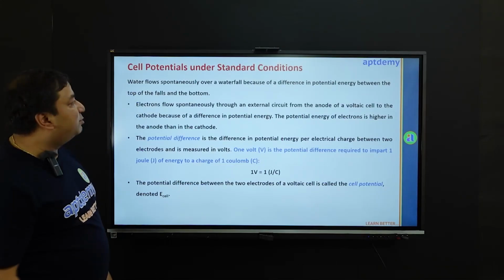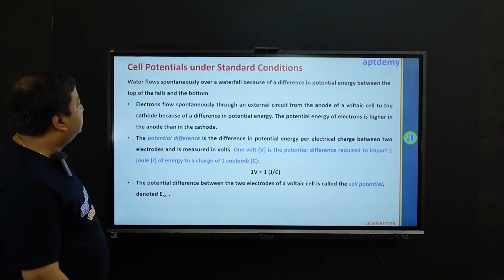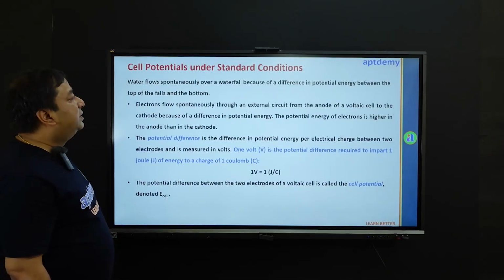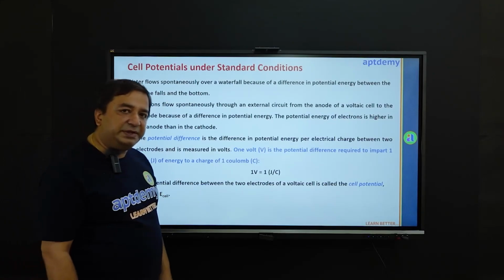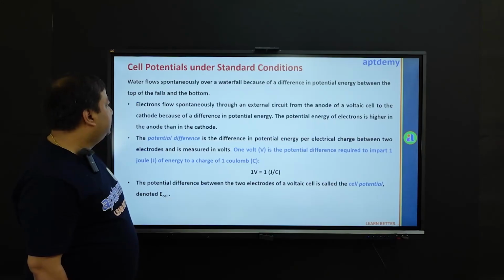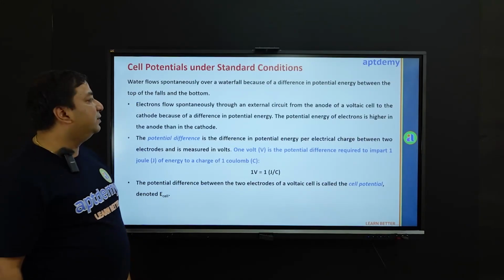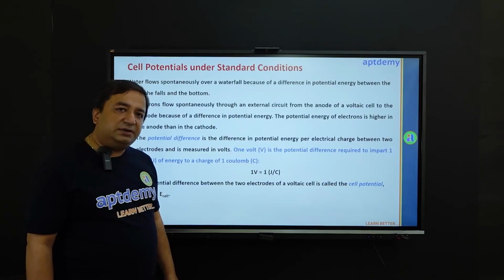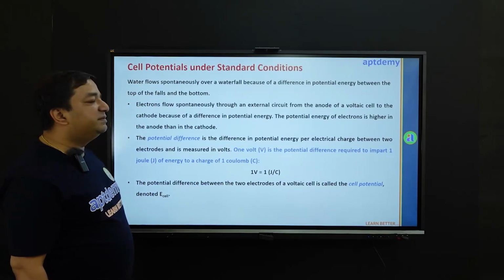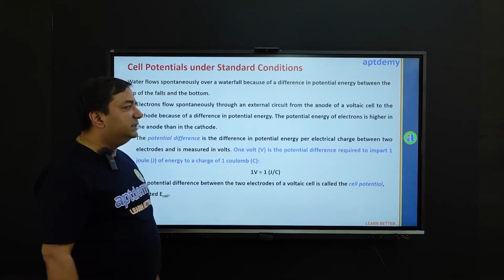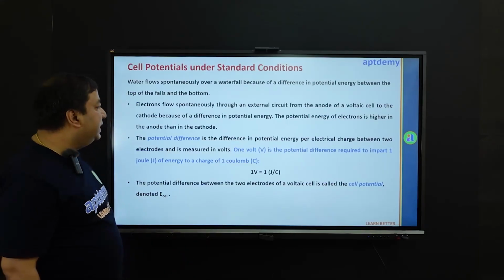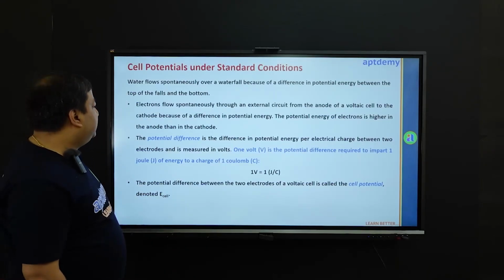Now, we'll be learning about cell potential under standard conditions. Just like water flows spontaneously over a waterfall because of a potential difference between the top of the fall and the bottom, so also electrons flow through an external circuit from the anode of a voltaic cell to the cathode because of the difference in potential energy. The potential energy of the electrons is higher in the anode than in the cathode.